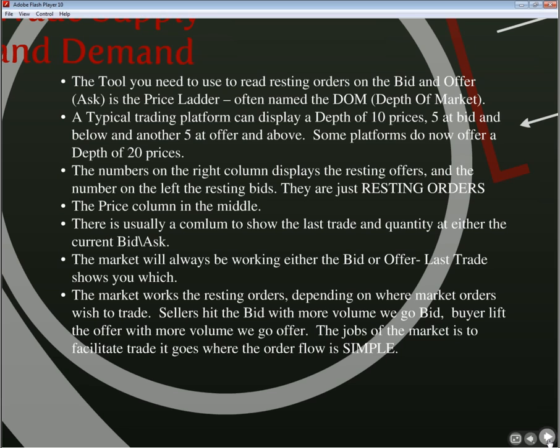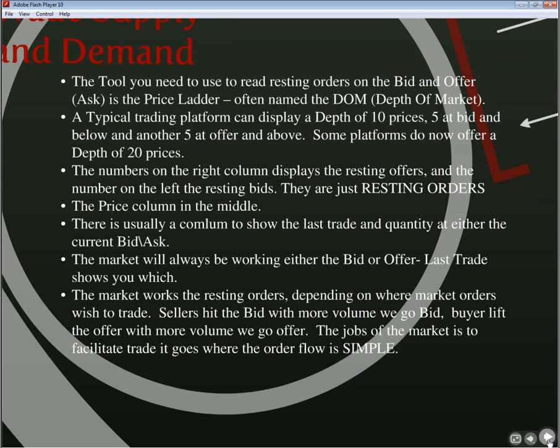What we need to keep a lookout on is more than just the inside bid and ask. So what we need to watch is the dome, otherwise known as the depth of market. Is anybody here not familiar with the dome, the depth of market? It's sometimes known as a price ladder. Everybody familiar with it? Good.